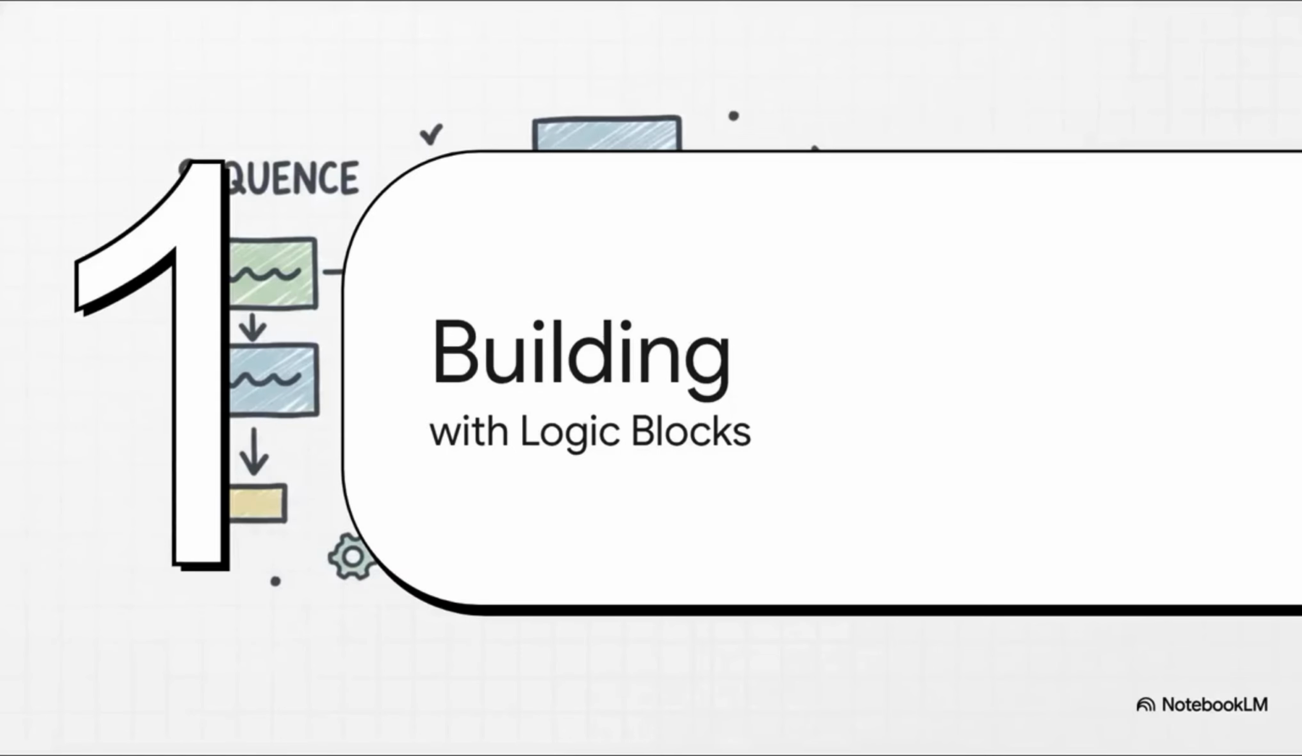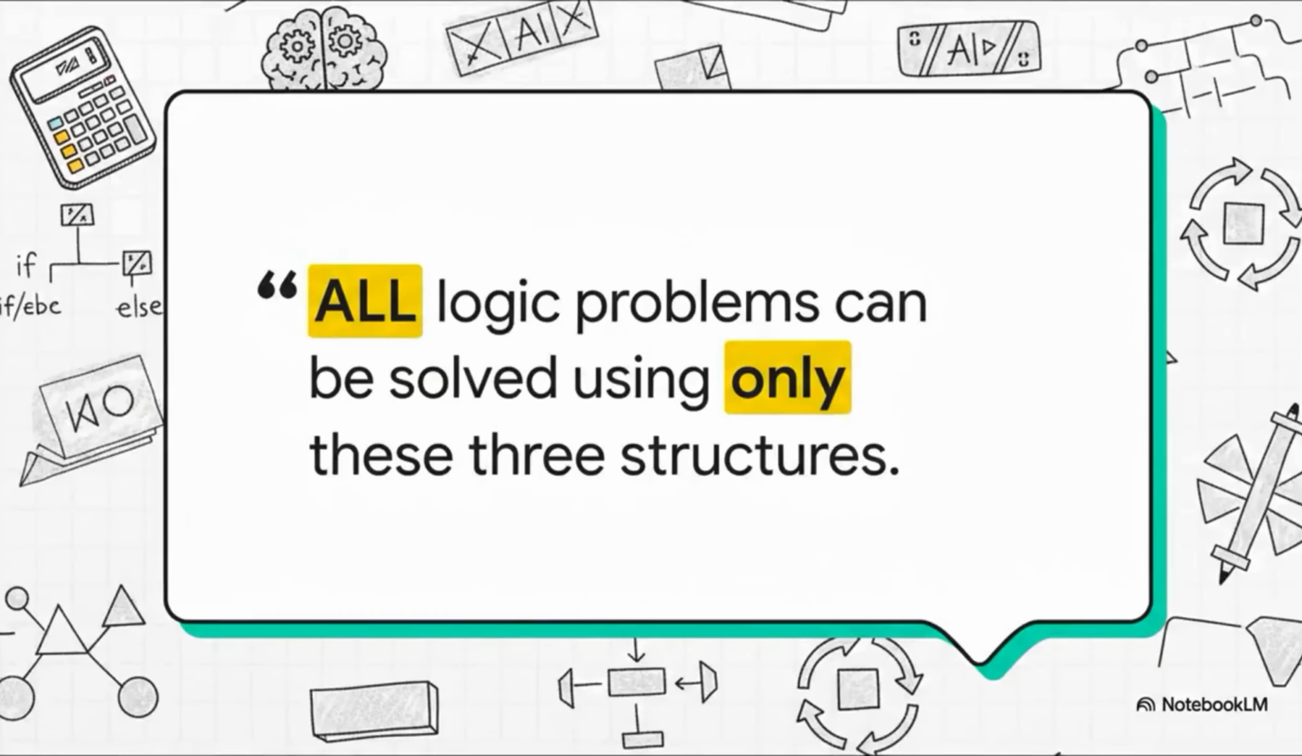So, there you have it, our 3 rules: sequence, selection, and iteration. Or, following steps, making choices, and repeating yourself. But here's the most amazing part. What happens when you start putting them all together? Okay, just let this sink in for a second. All logic problems can be solved using only these 3 structures. Every single one. From the simplest little calculator app to the most advanced artificial intelligence.